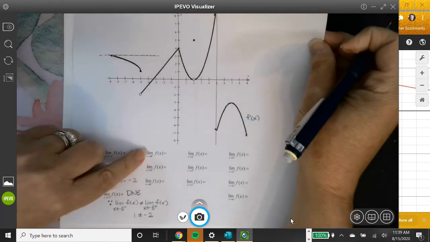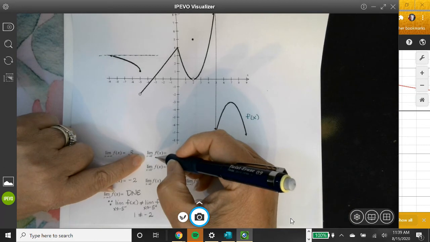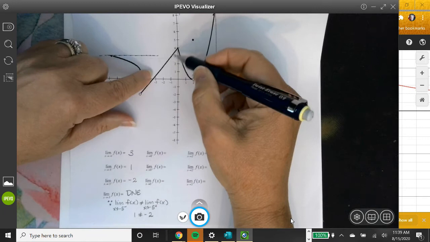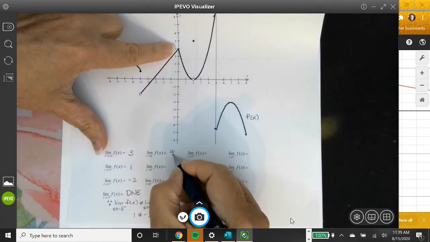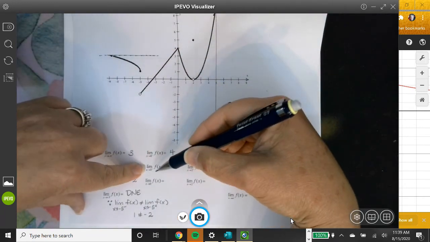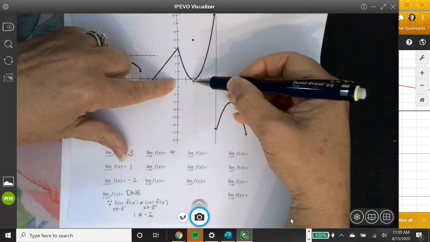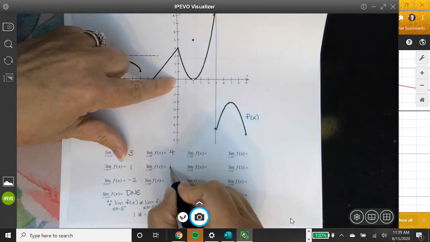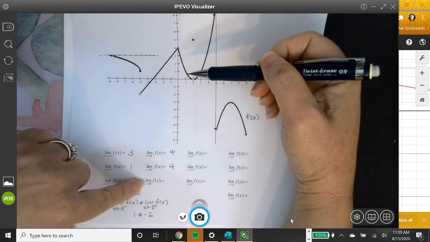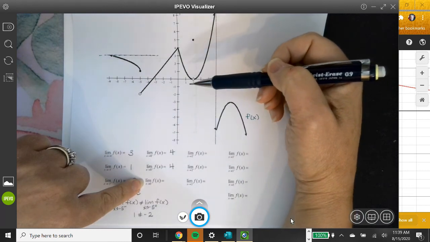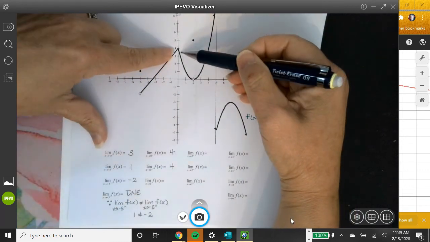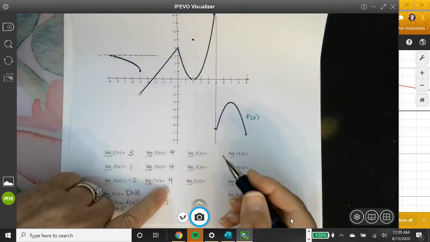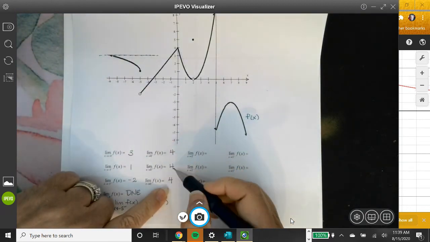All right, let's move forward. Next one, the limit of f of x as x approaches 0 from the left side. As we approach 0 from the left side, our function is approaching 4. The limit of f of x as x approaches 0 from the positive side, as I get closer and closer to 0 in the x direction, the y is getting closer and closer to 4. The general limit, or the limit from both sides, is 4. I don't have to justify it, but this one exists because the limit from the left is equal to the limit from the right.